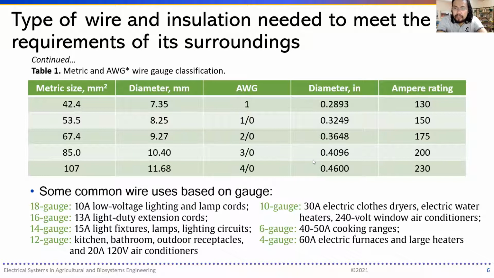The 30 amperes, sorry. The 6 gauge, 40 to 50 ampere cooking ranges, and lastly, the 4 gauge used for electric furnaces and large electric heaters, protected up to 60 amperes.